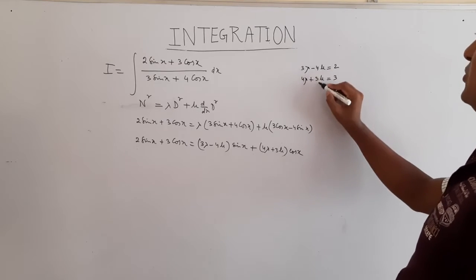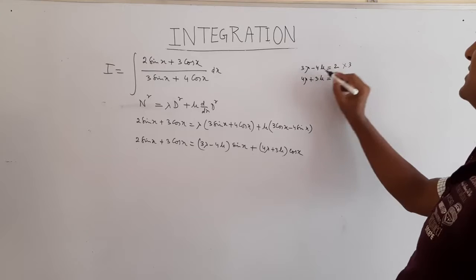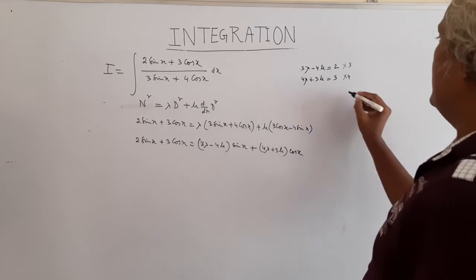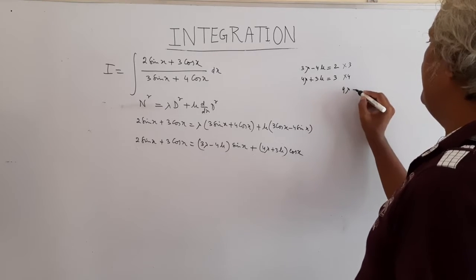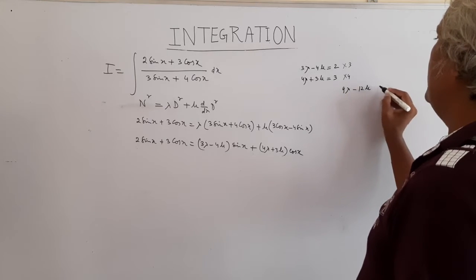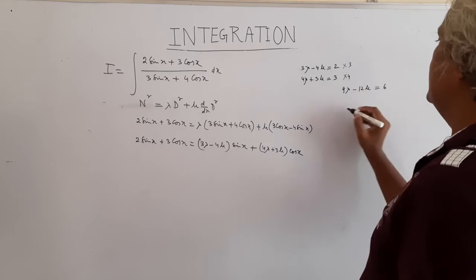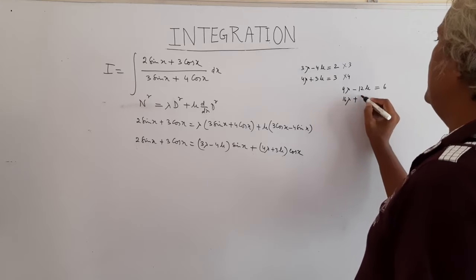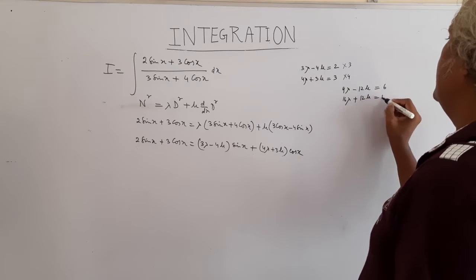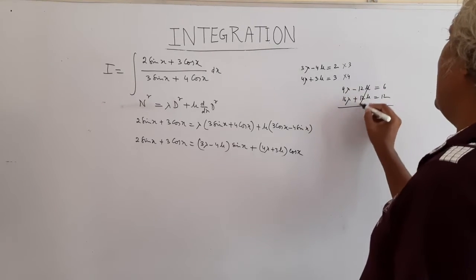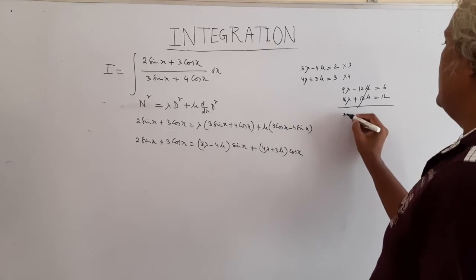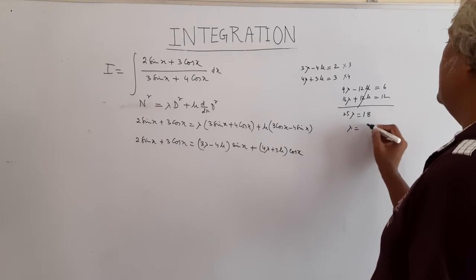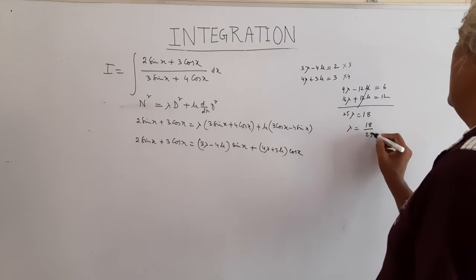So for that, this is 4 and 3, so I multiply 3 here to make this one as 12, and multiply this 4 here to make this one 12. So what we have, 9 lambda minus 12 mu is 6, and then 16 lambda plus 12 mu is 12. So now if you add these two, mu cancels. So 25 lambda is 18. So lambda is 18 over 25.